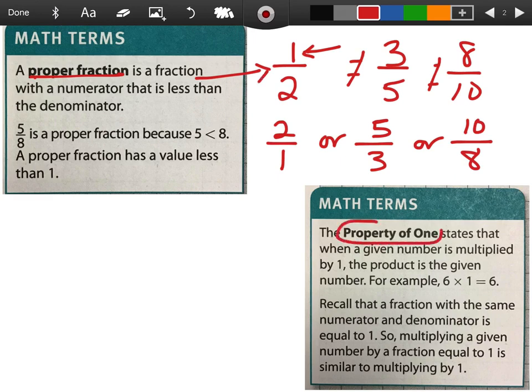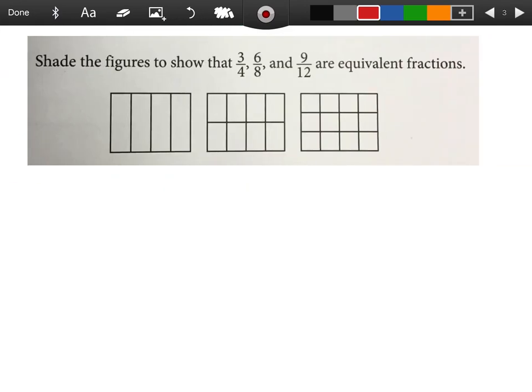The property of 1s means anytime you multiply anything by 1, it's itself. So an example is 6 times 1. So 2 times 2 is 4, right? But 2 times 1 is 2. So anything times 1 is itself. Okay, so I could say 5 times 1. I could say 12 times 1. It doesn't matter. It's still itself. Okay, so let's look at a couple examples.